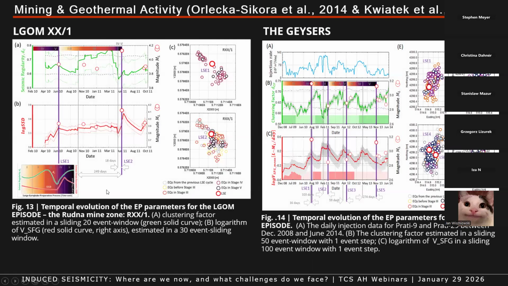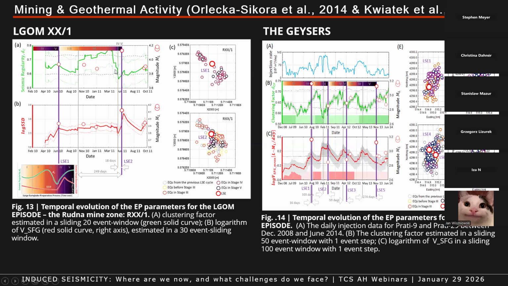Here is another example. On the left side, you can see an example from the Legnica-Głogów Copper District, related to a copper ore mine in one of the fields. And here also the picture is very clear. I would say that even I was surprised, because everybody who has experience with seismicity in mines knows that the process is very complex. There are interactions between seismicity coming from different panels, many impacting factors. But again, the picture is very clear.